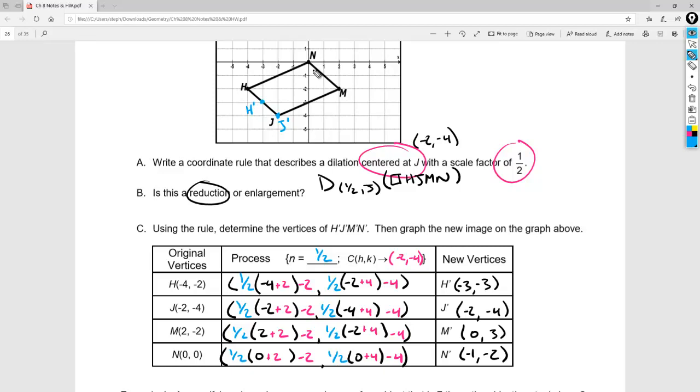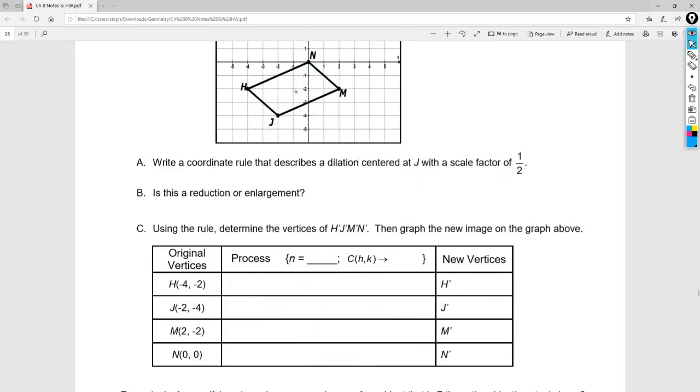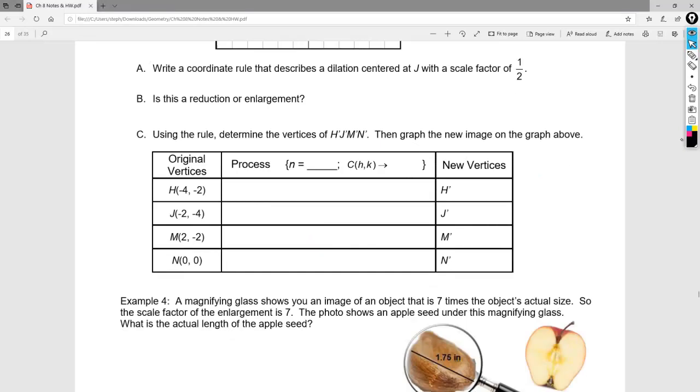Okay, I'm at 0, -3 for M. Sorry, I guess I didn't write the negative there. I'm at -3 for M. Okay, and then I am at -1, -2 for N, and so this is my new shape. Okay, so it just shrunk in towards point J. Alright, let's move on.